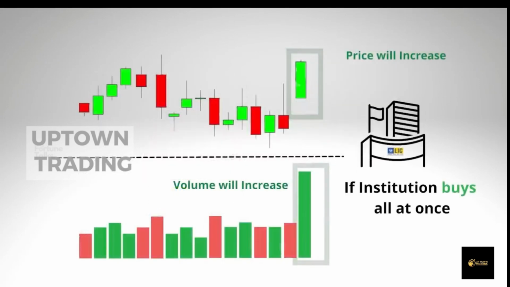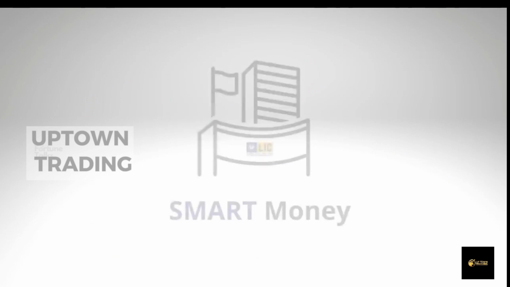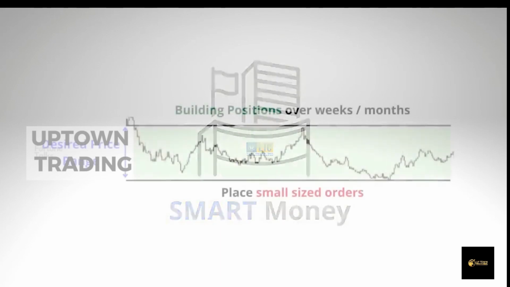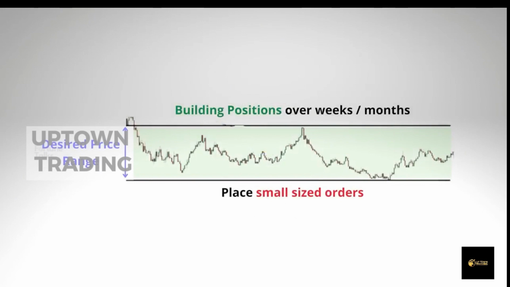And besides this, because they are buying large chunks of shares, the share price also tends to go up. Now this is where I have to remind you that institutional money is referred to as smart money. It is perceived that smart money always makes wiser moves in the market than most retail traders. So being smart or wise, they would not just buy all at once. Rather, they would accumulate the shares in small quantities over a period of days or weeks or even months so as to get the desired price that they want to buy.